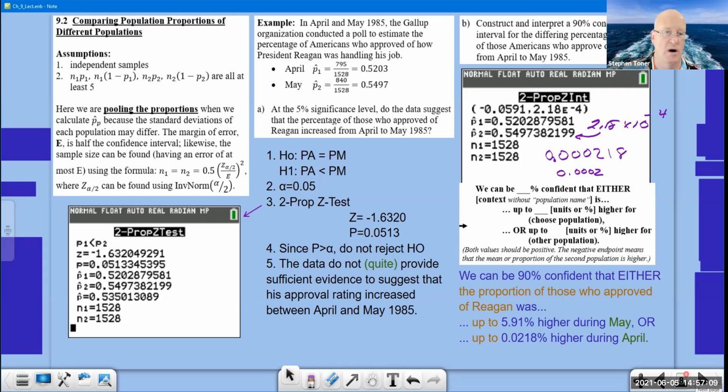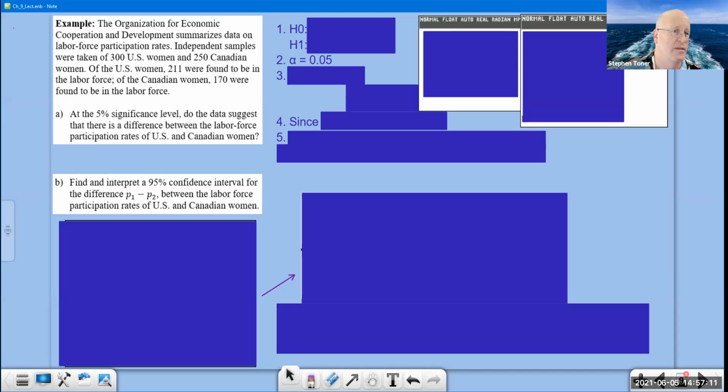Okay, let's continue on here. The Organization for Economic Cooperation and Development summarizes data on labor force participation rates. Independent samples were taken of 300 US women and 250 Canadian women. Okay, US and Canadian, two separate independent countries.